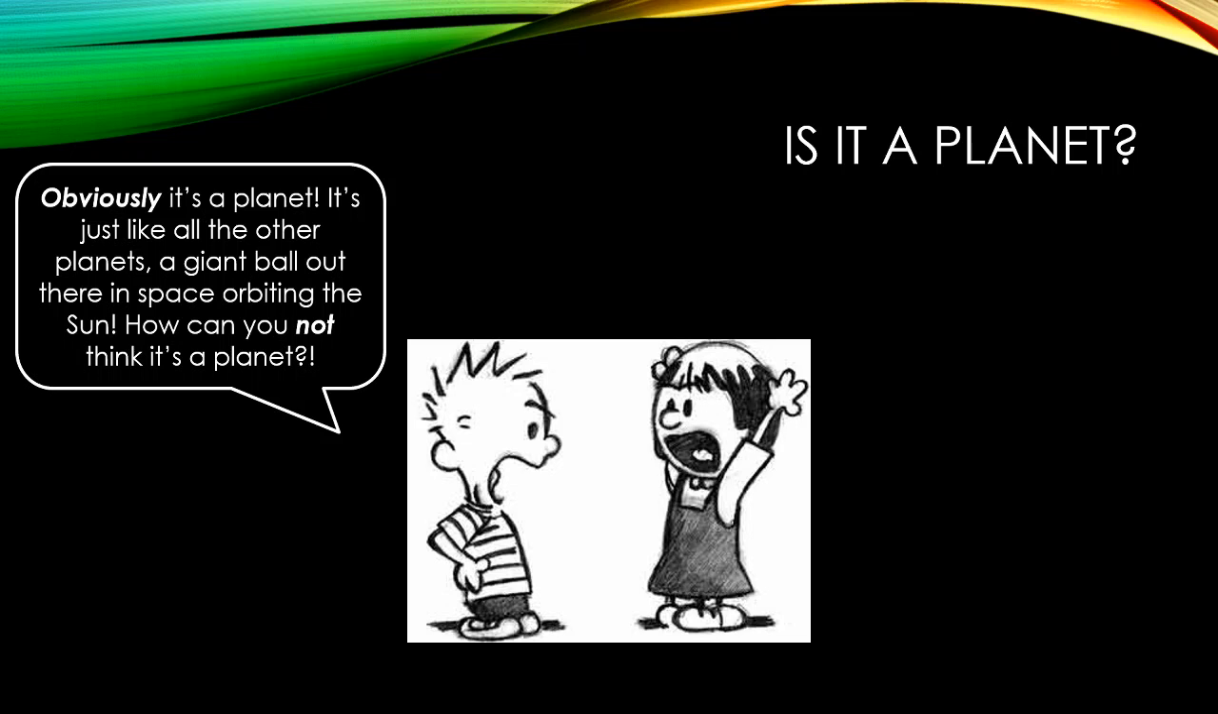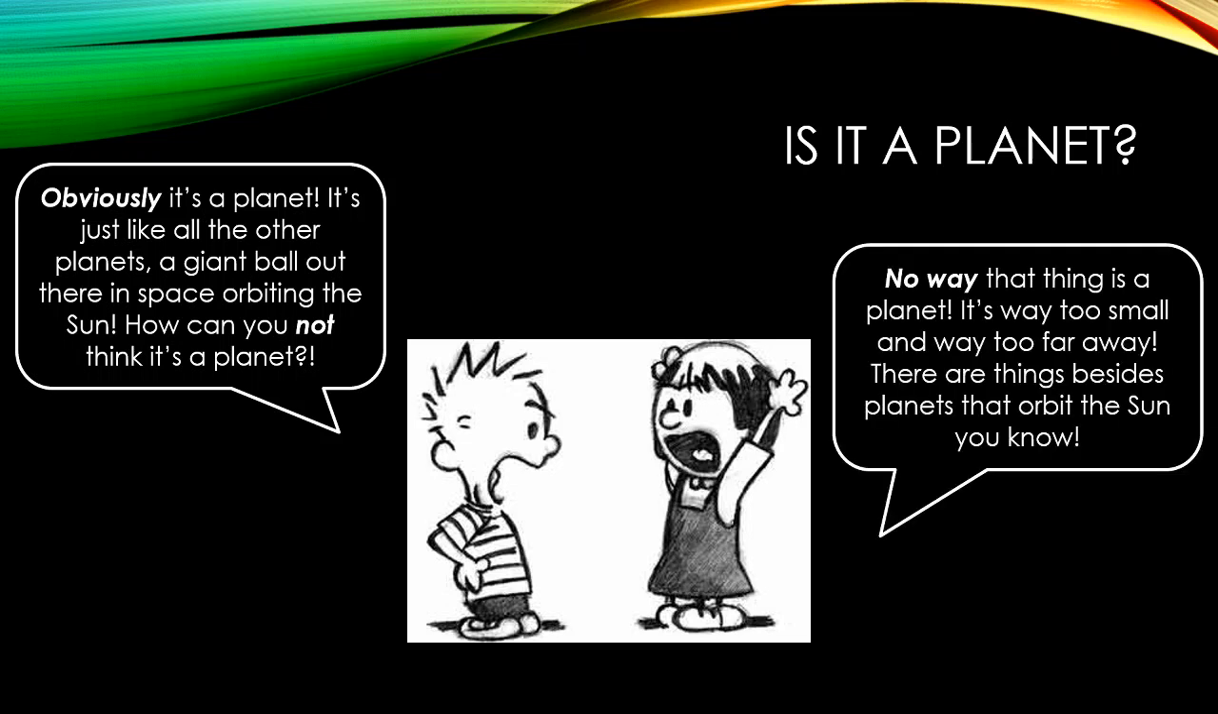And some people would feel very strongly that way. But then other scientists would say the opposite. They'd say, no way that thing is a planet. It's way too small and way too far away. There are things besides planets that orbit the sun, you know. And this went on for a long, long, long time. The people would yell and shout and scream back and forth, and they each felt that they were right, and it wasn't really getting anywhere.